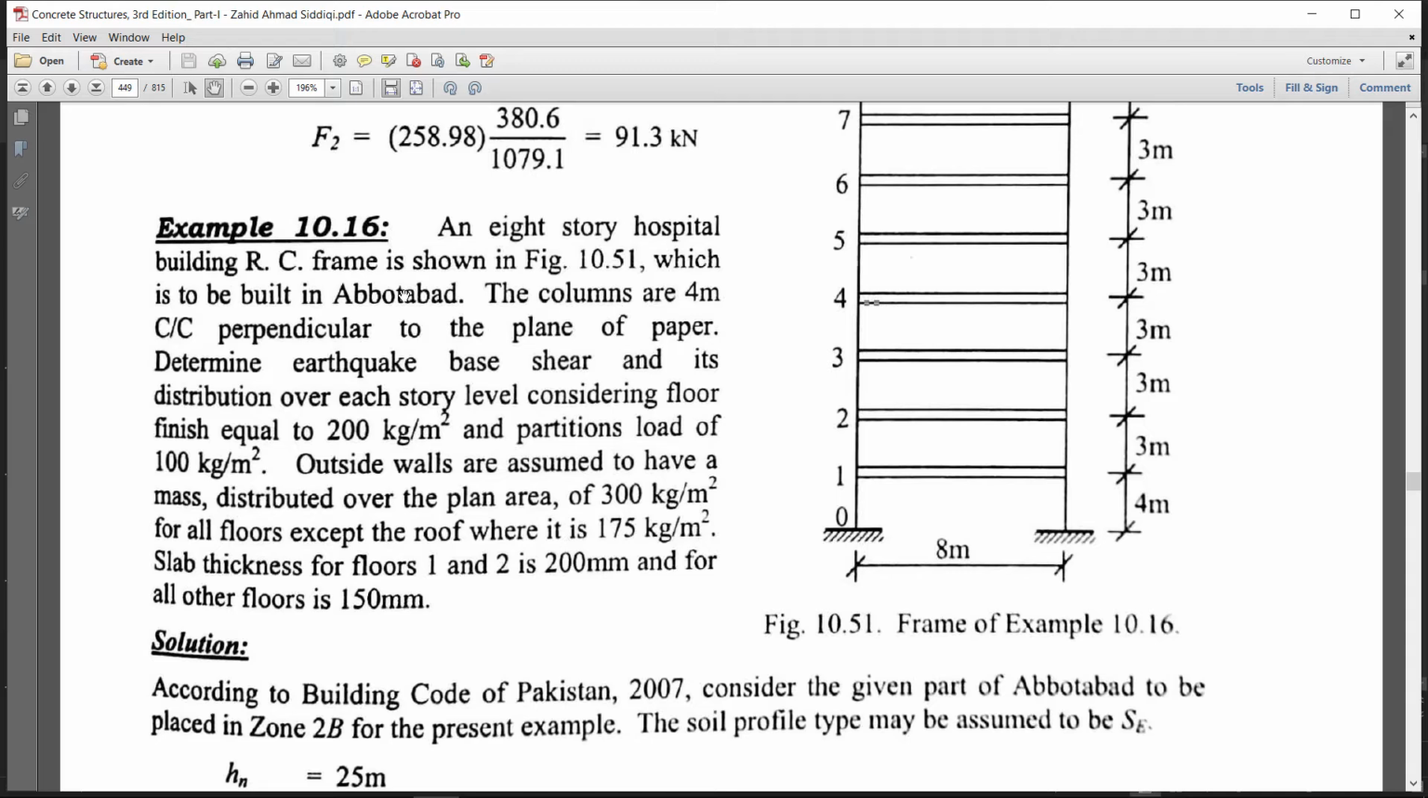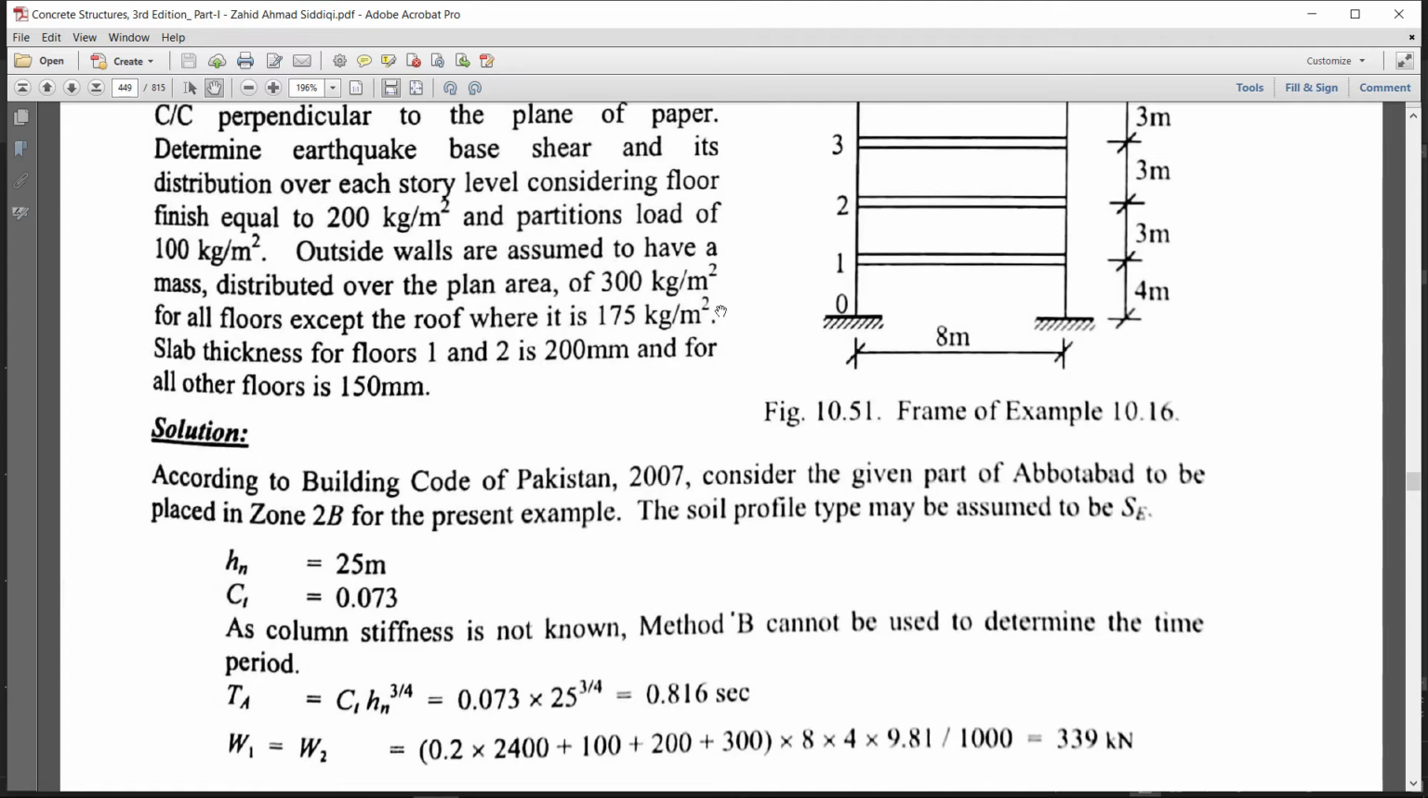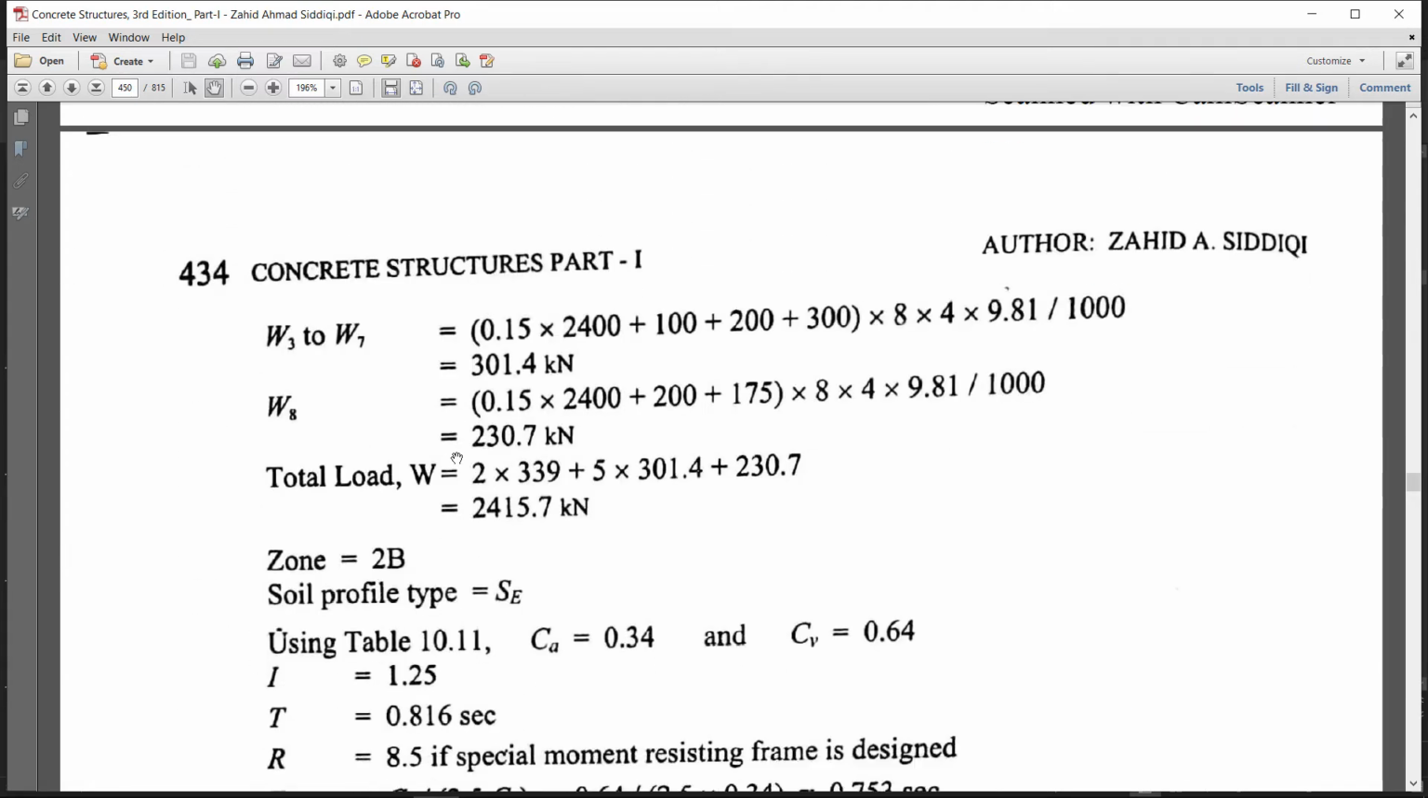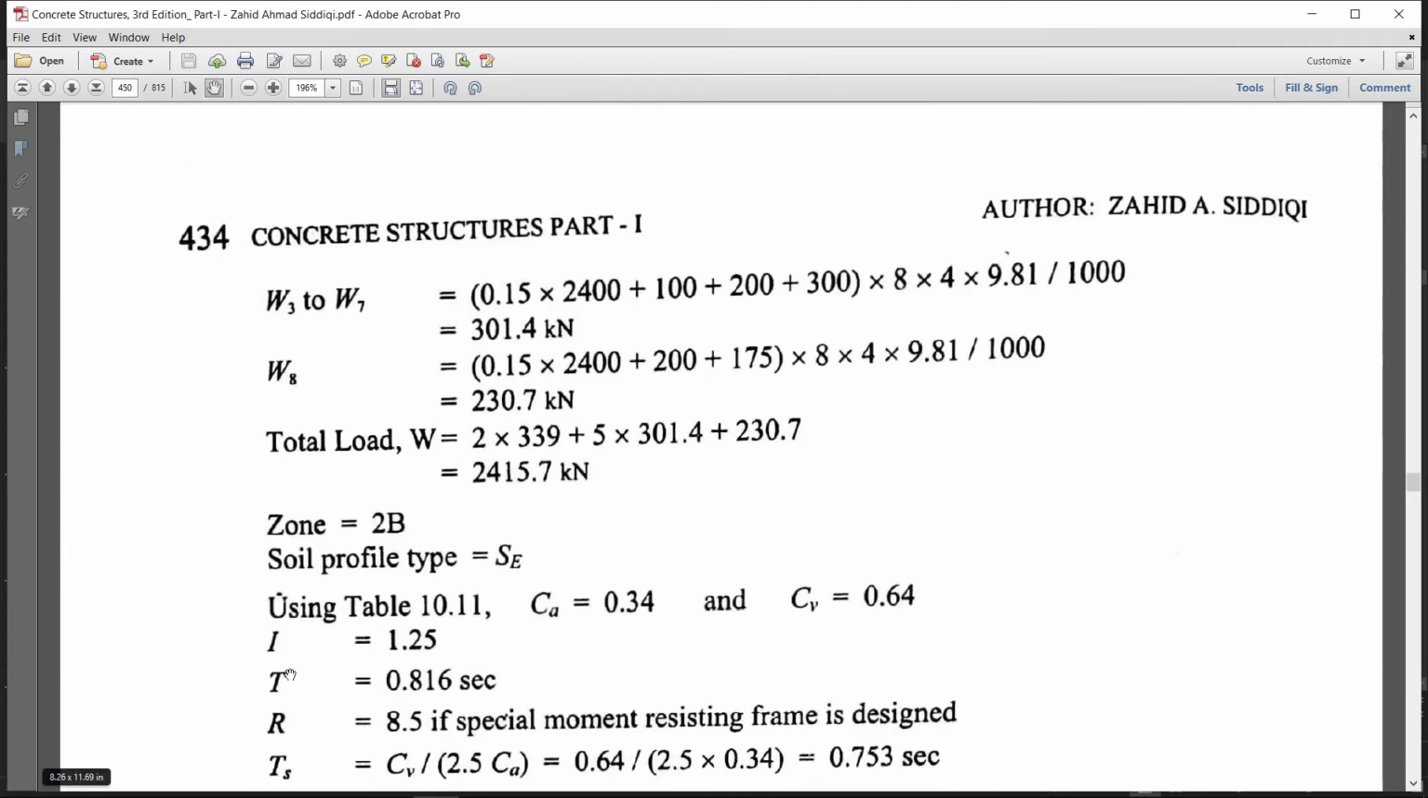Because that is an essential and important building. For example, if an earthquake happens and any building is destroyed, a hospital building should not be destroyed, because this is the last shelter for the people, for the patients. So that's why it is an important building, so the importance factor is 1.25.